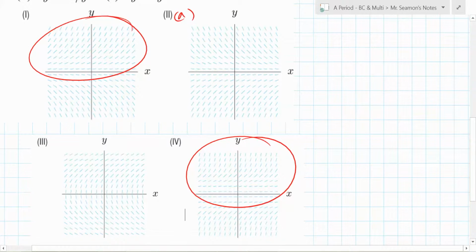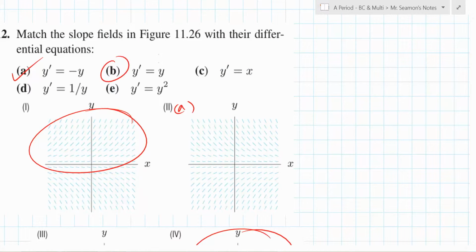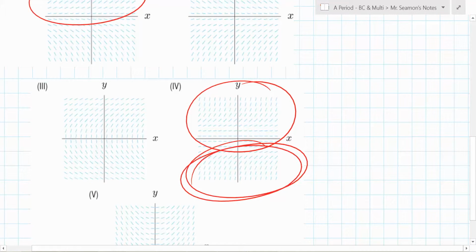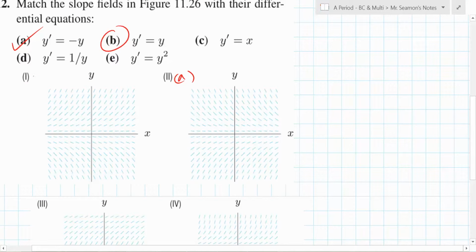What's the difference here? The area below the x-axis. The one up top goes like this, and the other one goes like that. So what's going to happen below the x-axis here? All the slopes have to be negative. What about right here? Are these negative? No. So which one does it have to be? It has to be this one. So this one is B.